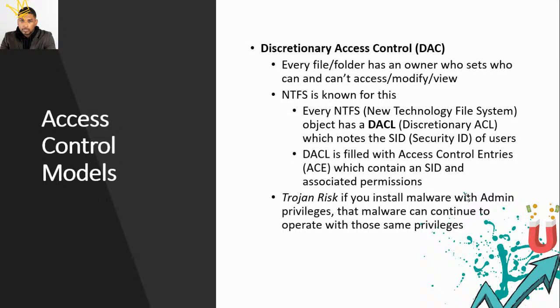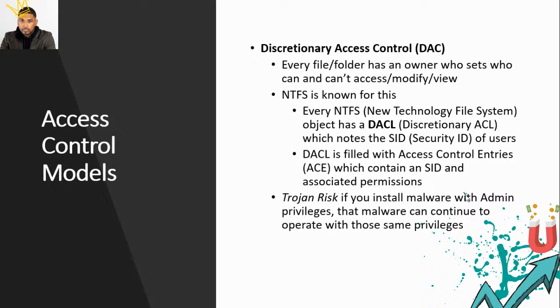Discretionary access control, DAC. Every file and folder has an owner who sets who can access, modify, or view that particular folder. So it's access given based on the discretion of the owner. NTFS is known for this. Every New Technology File System object has a discretionary access control list, which notes the security ID of users. It is filled with access control entries, or ACEs, which contain the security ID and associated permissions.